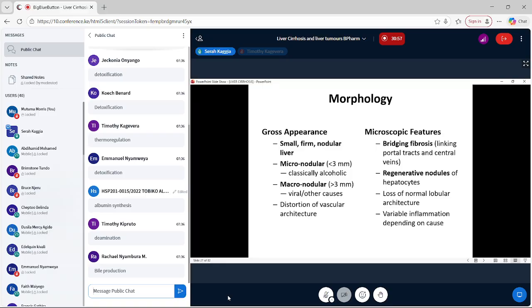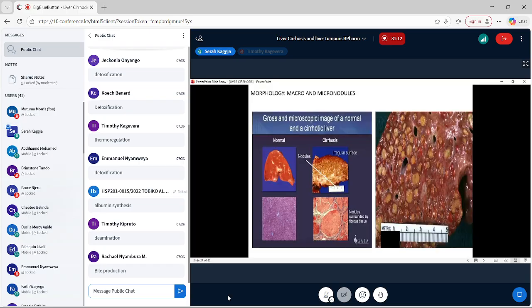Then you'll see distortion of the vasculature. Then microscopically, we'll see the fibrous nodule beginning, and then variable inflammation depending on the cause or at what level you're seeing this. So I show you those photos now of the growth.